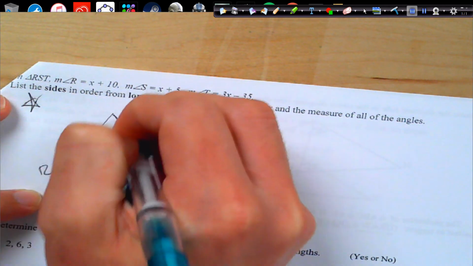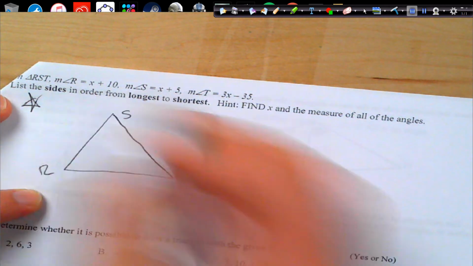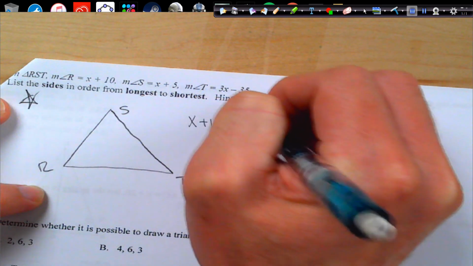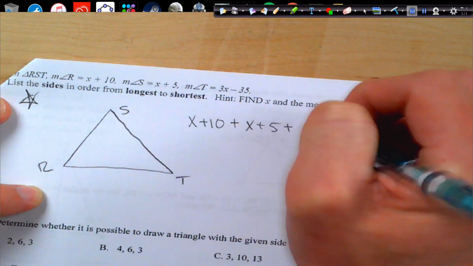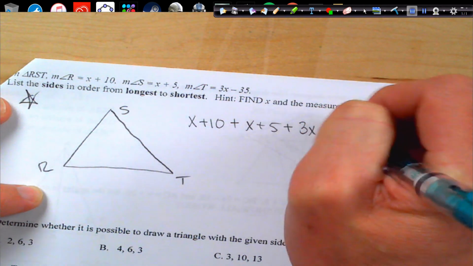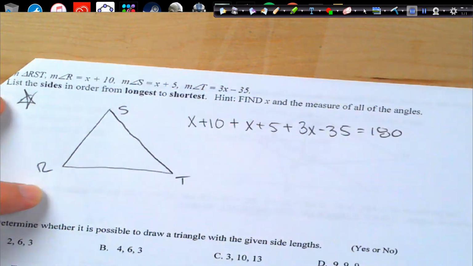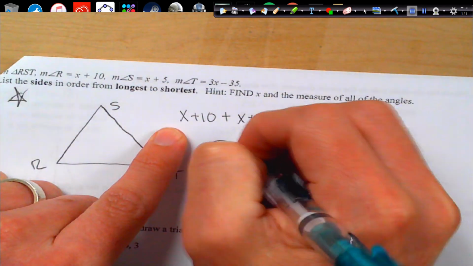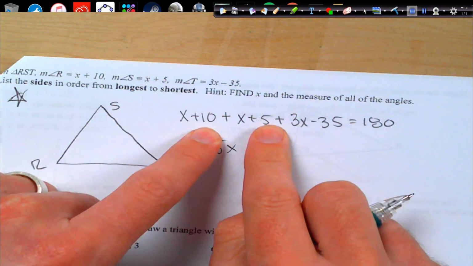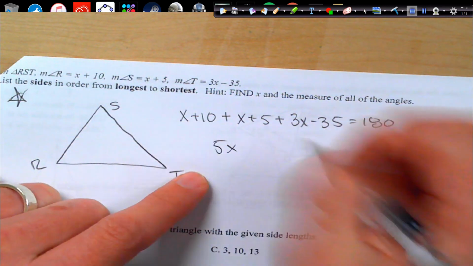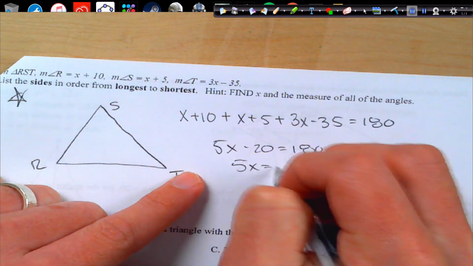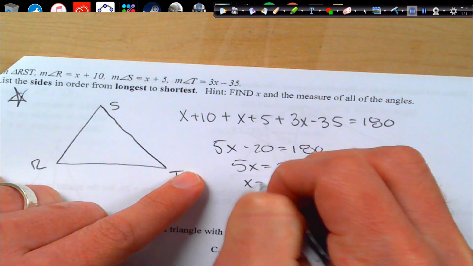If I know all the angles, that means they're all going to add up to 180, because all three angles of a triangle add up to 180. We have x and 3x. That makes 5x. 5 plus 10 is 15. Minus 35, that's going to be negative 20. Add the 20, we get 5x equals 200. And x is going to equal 40, I believe.